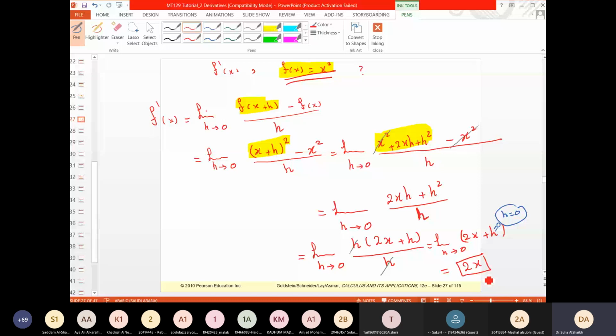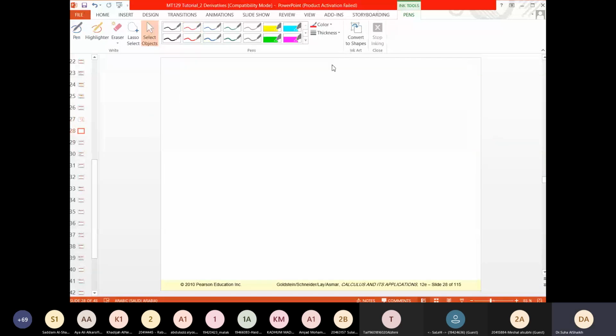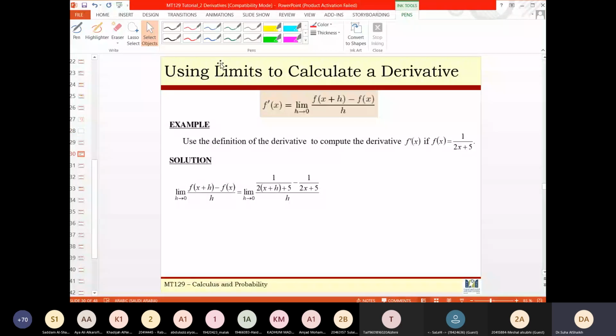Let me quickly review with you the rules that we have of the derivative. Well, let's keep this for later. Let's first of all complete the examples that we have. We still have more examples here about using the definition of the derivative to find the limit.